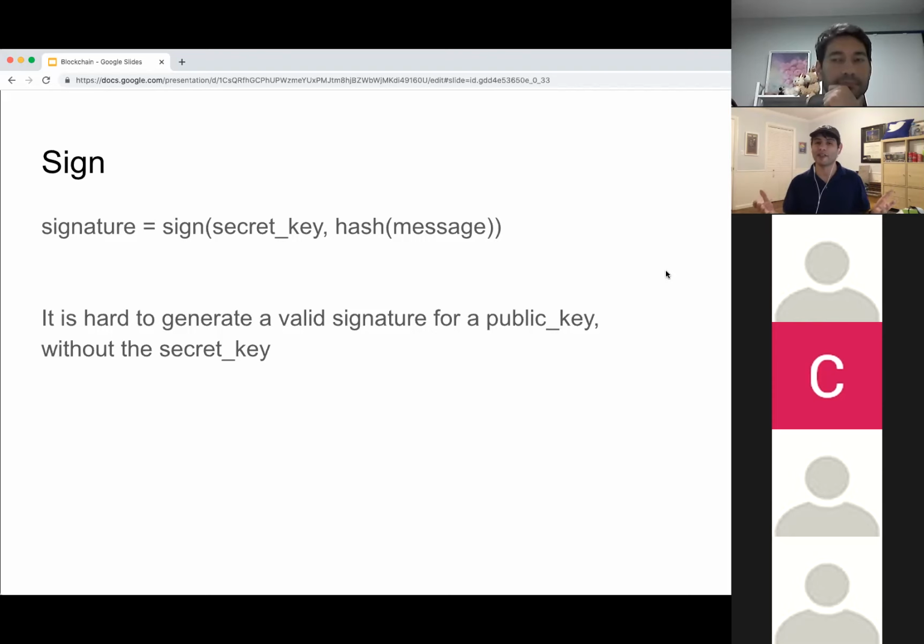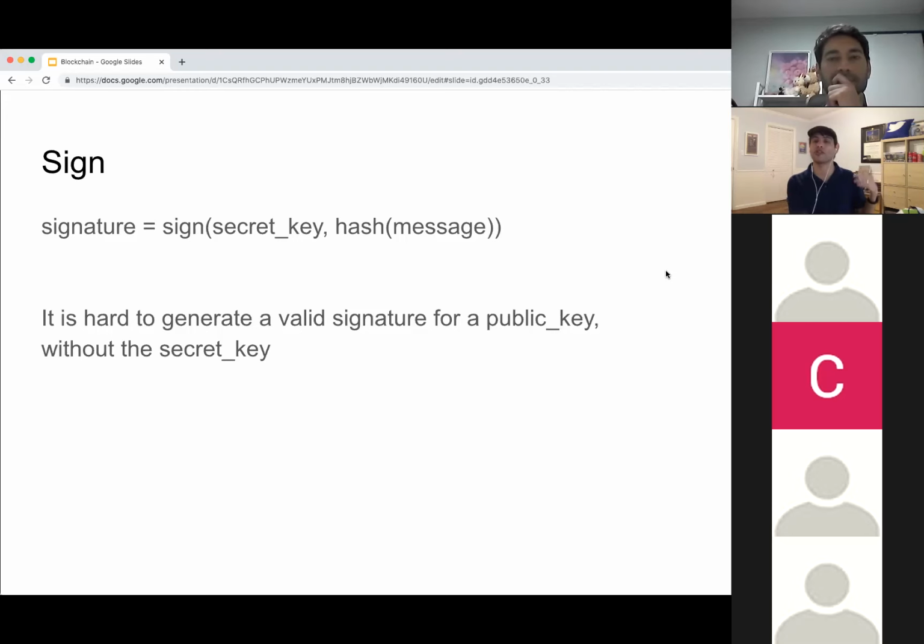So if I have a message that says, Alice is going to give Bob $10, now Alice can sign that message, and we know that it is Alice who has decided to give Bob the money, and no one else could have forged that message.